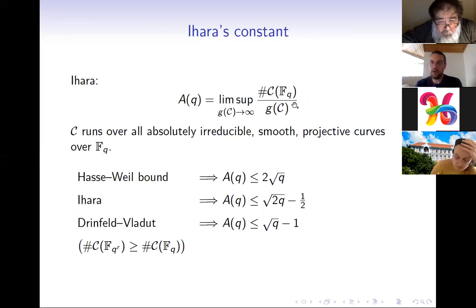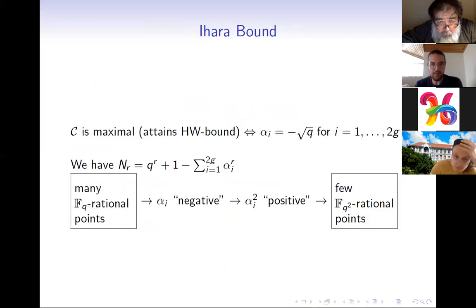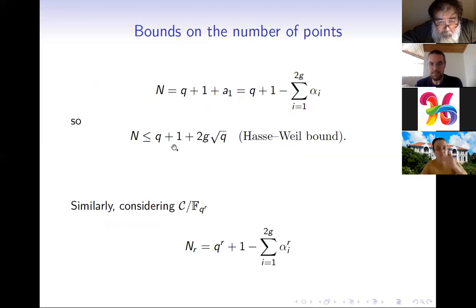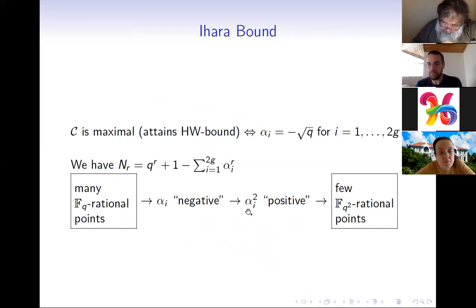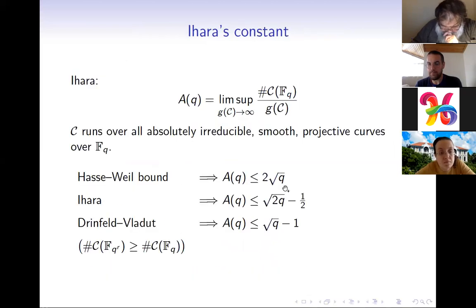So it tells you the ratio of the number of rational points of a curve over a finite field to its genus. What can it be maximally, so to say? And if you go back to the Hasse-Weil bound, let me just show you the Hasse-Weil bound again. We're fixing q, and we assume g is very large, and we're looking at N divided by g. So you see that N divided by g can be at most 2 times the square root of q. So the Hasse-Weil bound would give you an upper bound of 2 times the square root of q.